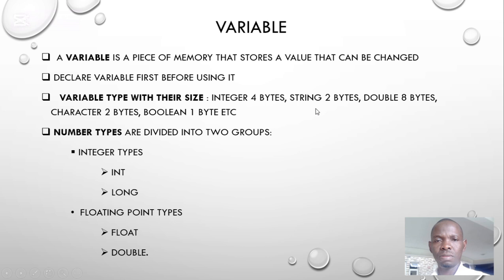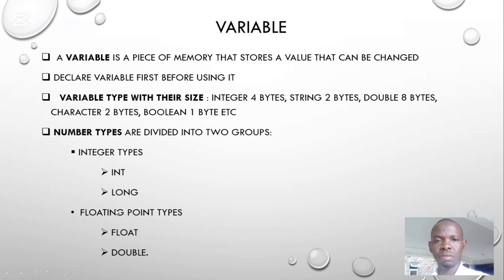And so on. We have long, and floating point. So these number types, the numeric types, are divided into two groups: the integer types and the floating point types. The integer types are supported by int and long. Int is 4 bytes and long is 8 bytes.